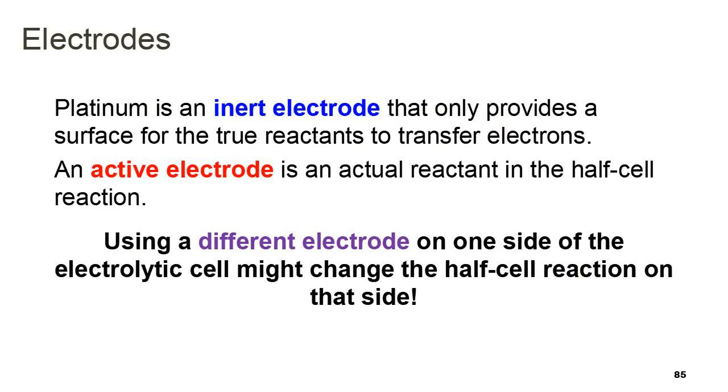Let's now discuss electrodes. Platinum is an inert electrode that only provides a surface for the true reactants to transfer electrons. An active electrode is an actual reactant in the half-cell reaction. Note that using a different electrode on one side of the electrolytic cell might change the half-cell reaction on that side.